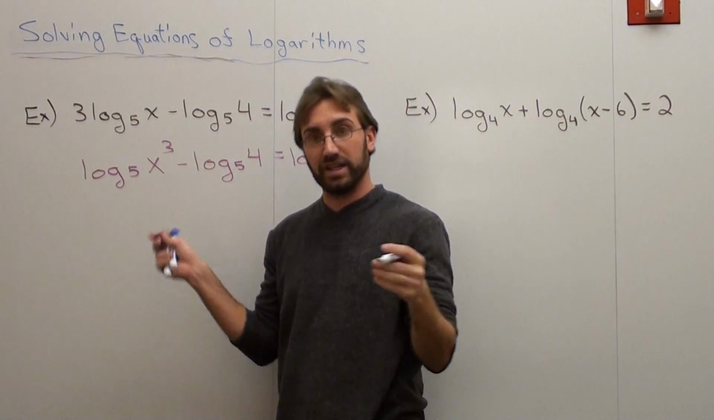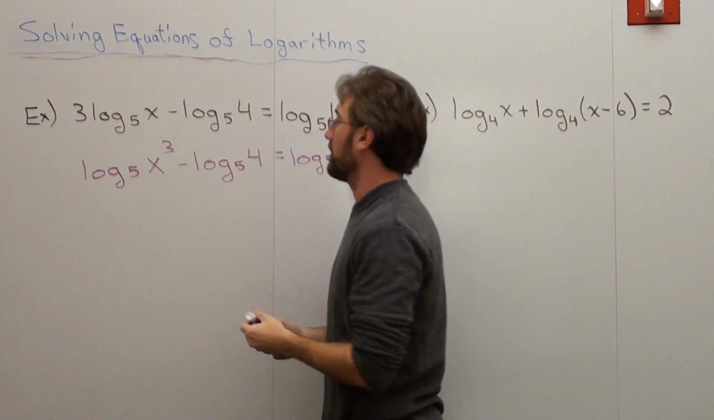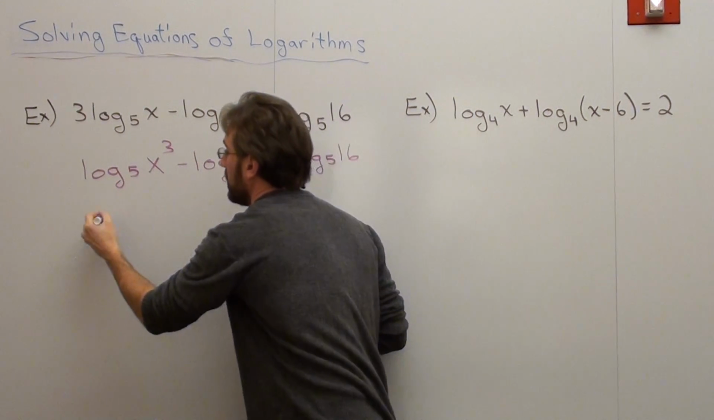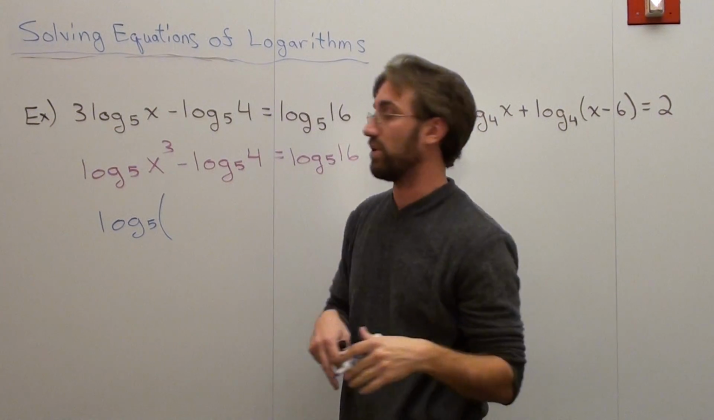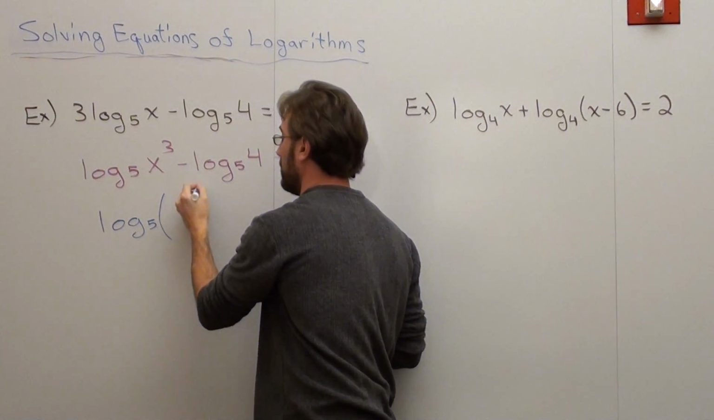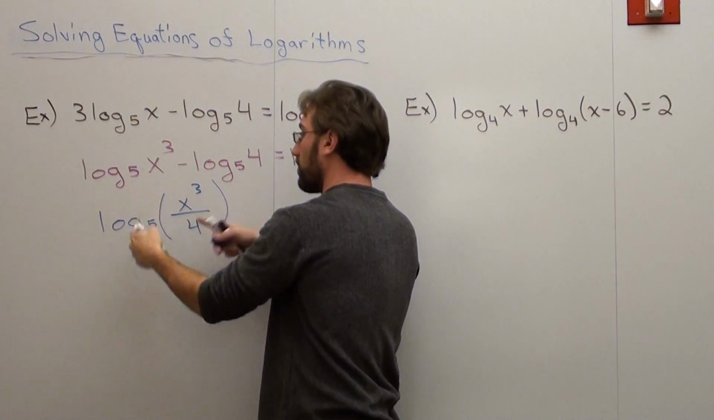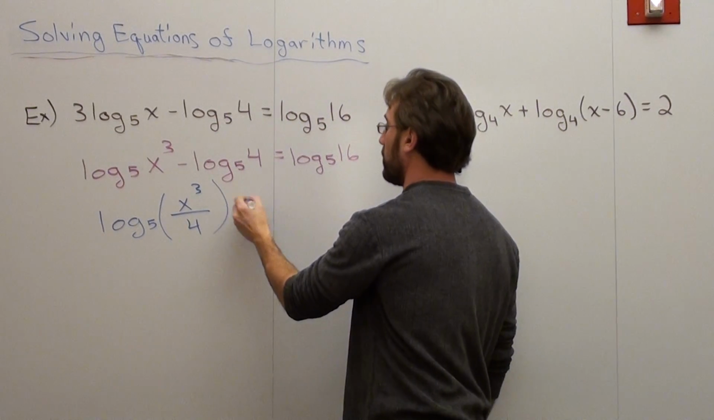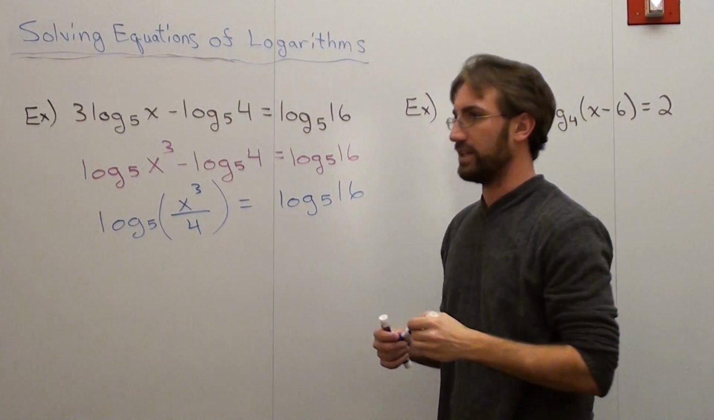We can still condense this problem because now we can use the quotient property of logarithms. If they're the same logarithm, we can condense it into log base 5. Now I like putting parentheses for the quotient property: of x to the third divided by 4. So we turn two logarithms into one, we turn subtraction into division. And that equals log base 5 of 16.